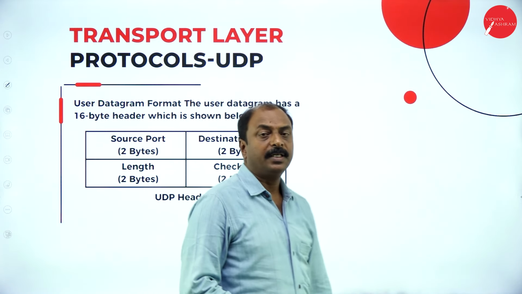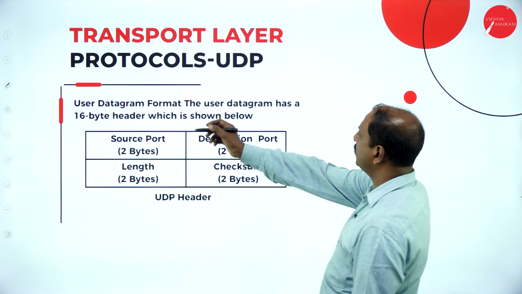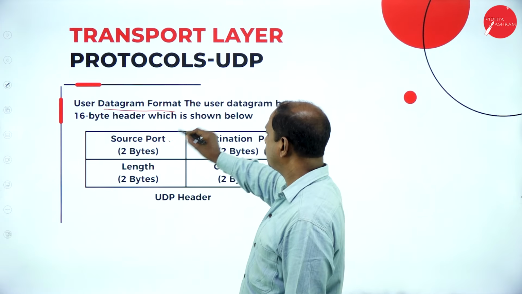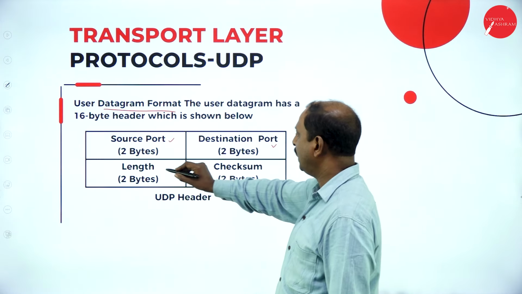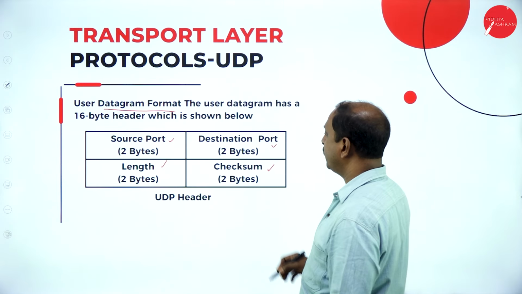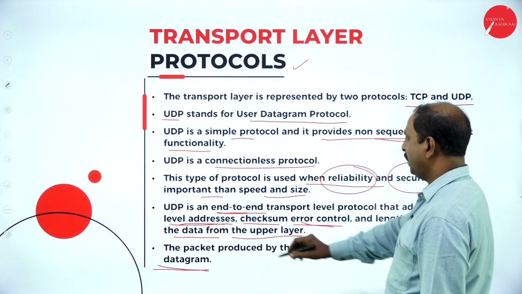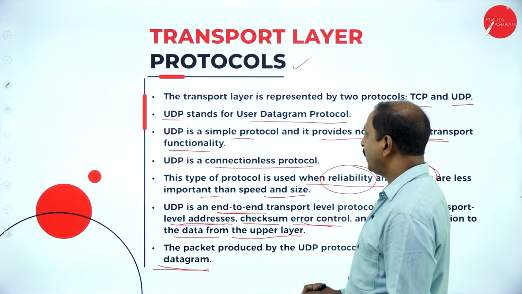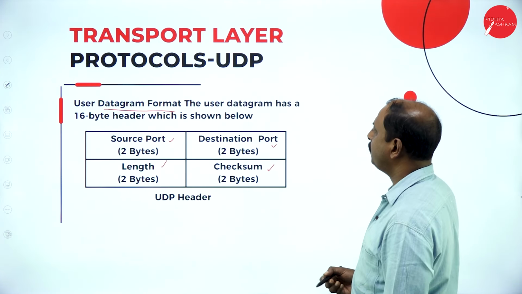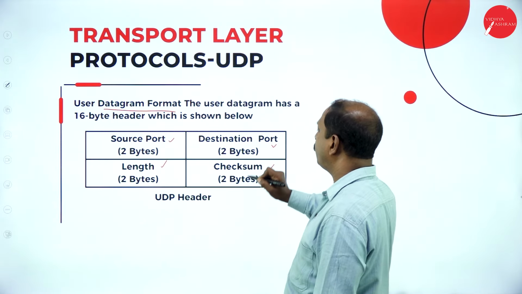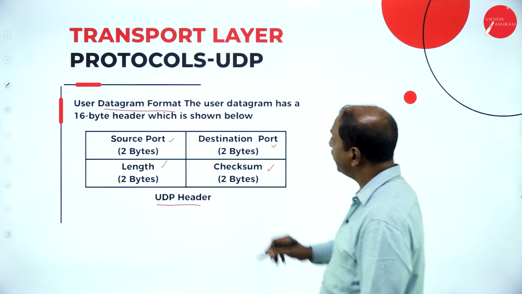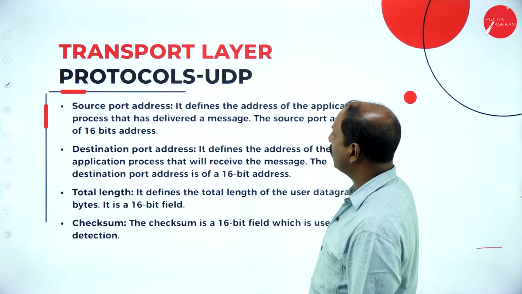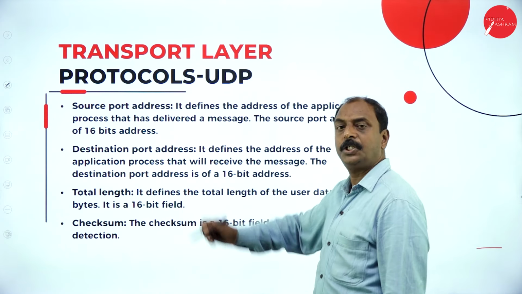Now, let us see the data format of UDP. This is the format: source port, destination port, length and checksum. That is what you saw in the previous slide, where it adds the address, checksum and error control. All these are available in the UDP format. So this is the datagram format of UDP, or the UDP header. In the next slide, we will see the description of the different parts of the UDP header.